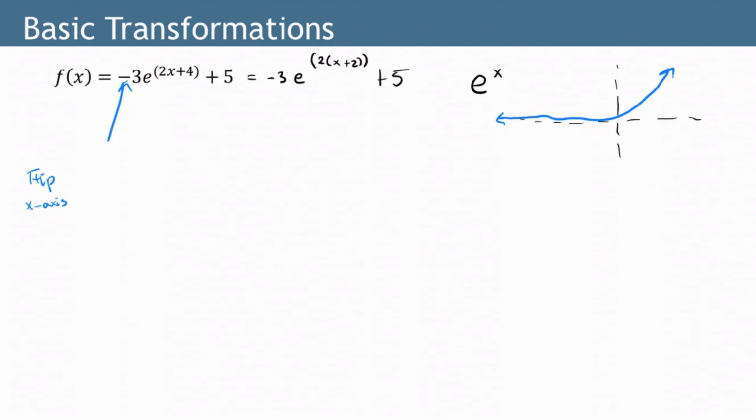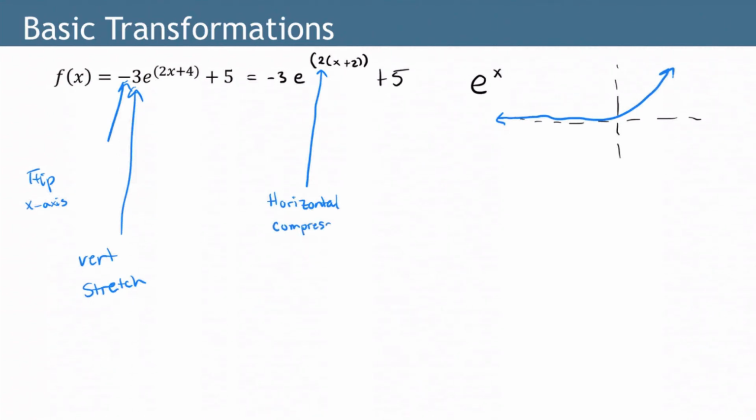All right, and so therefore, the 3, that's a vertical stretch. The 2 is what? That's horizontal. Remember, it's opposite, so it's not a stretch because it's a 2 and it's on the inside. That's actually horizontal compression, right? So it's squeezing it in horizontally. And then this thing is going to move to the left 2 and then up 5.